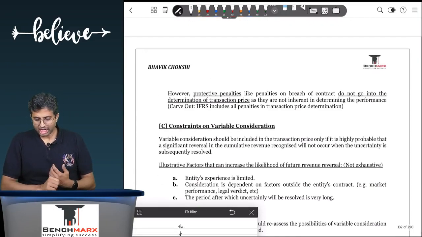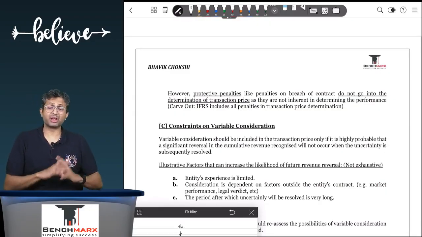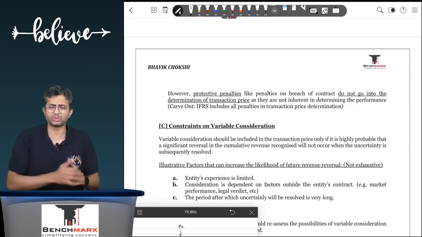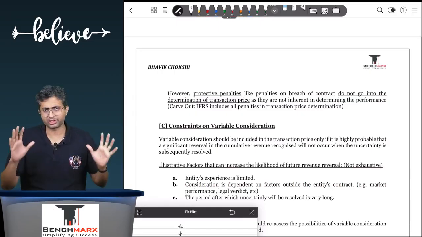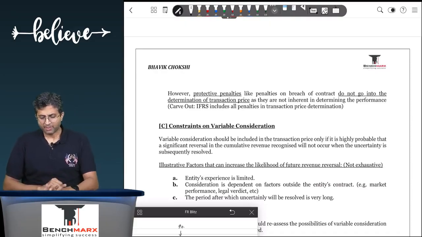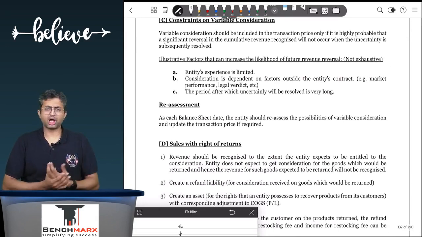Okay. IFRS has a slightly different treatment over here. IFRS says that penalty should be considered. We don't really see whether the penalty is inherent in determination of transaction price or not. All penalties should be considered while determining the transaction price. But that is IFRS. Achha, constraints, we have explained what the constraints are.